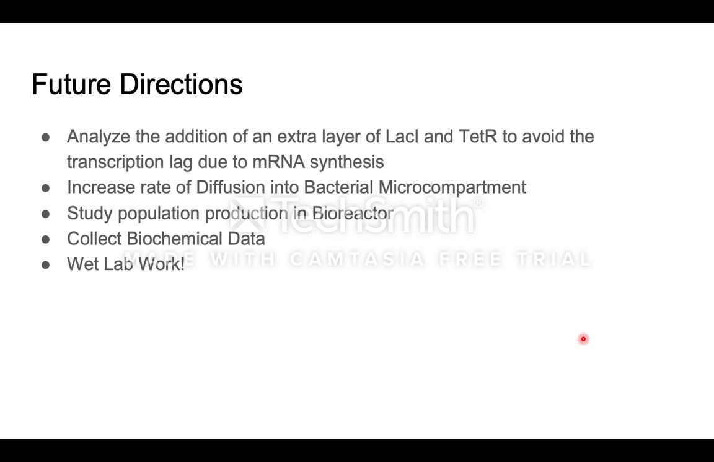So future directions with those results is to analyze the addition of an extra layer of LAC-I into R, just maybe see if we could get that lag due to that mRNA-2 operon synthesis to go away. Definitely increase the rate of diffusion into bacterial microcompartments in the real world and see what we could achieve, how long it would take to do that, and increase butanediol synthesis in a population. Next, actually study the population production in a bioreactor. Basically expand the scope to an entire population and see the diffusion rate of IPTG or ATC in a bioreactor and see the results.